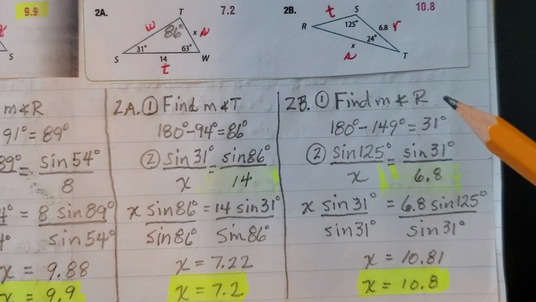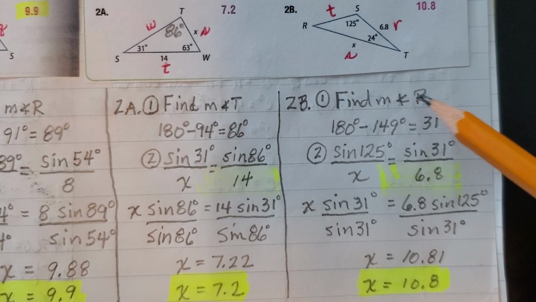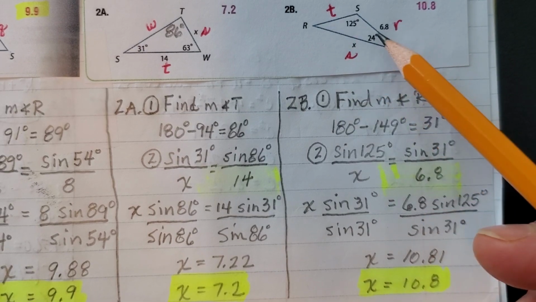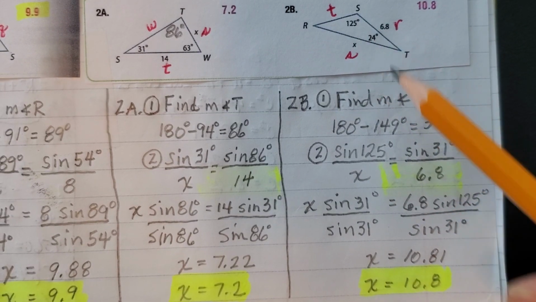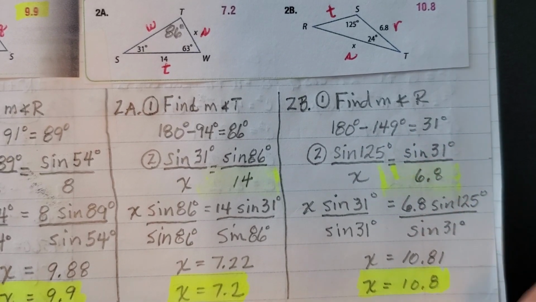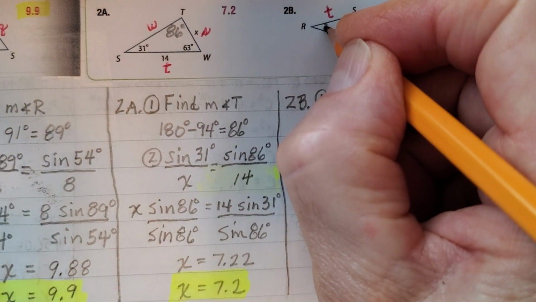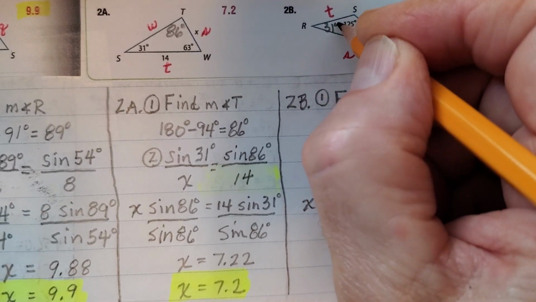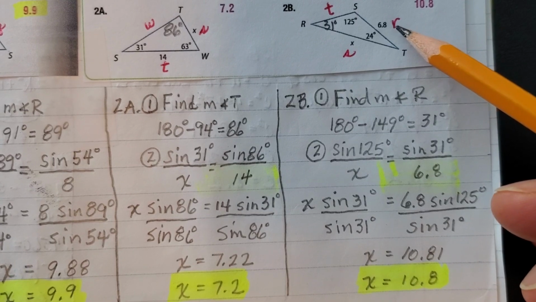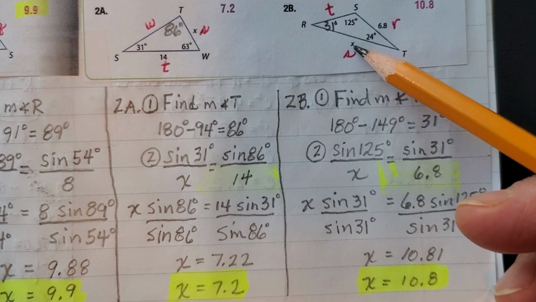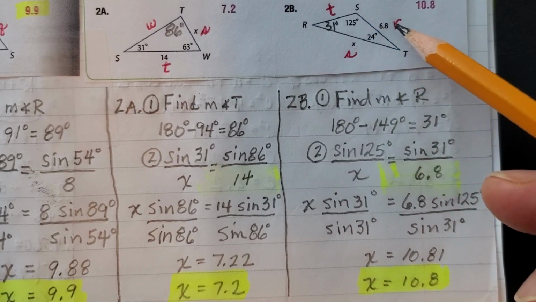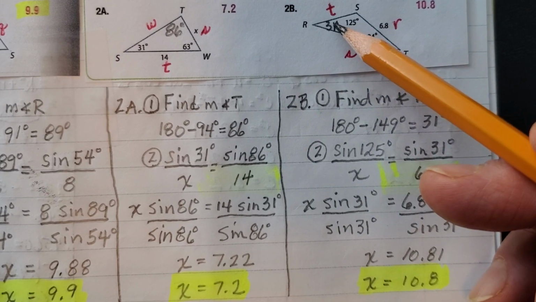So if I want the measure of angle R, I don't know it. I have to find it by adding 125 and 24 together, which gets 149. Subtract that from 180 and get 31. So 31 is this angle here, 31 degrees. Why do I need that? Because I'm trying to find x, and I don't know little t here. I don't know that, but I know little r, and I can find the other angle.